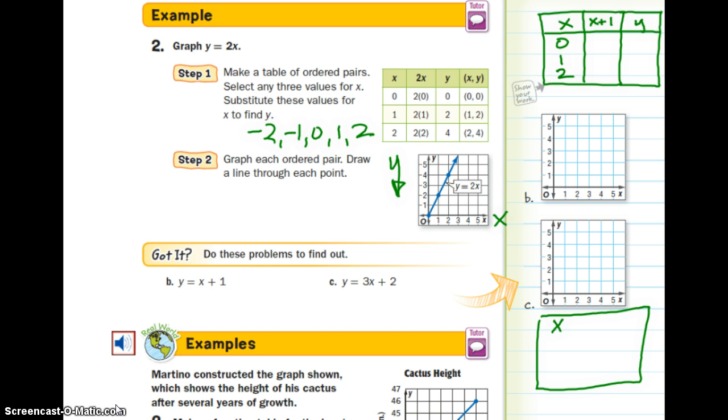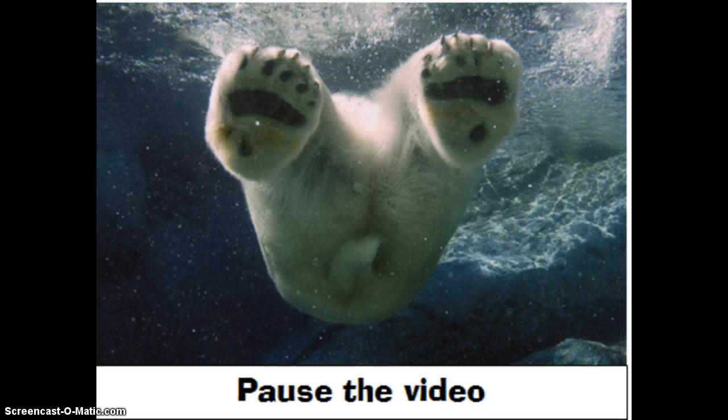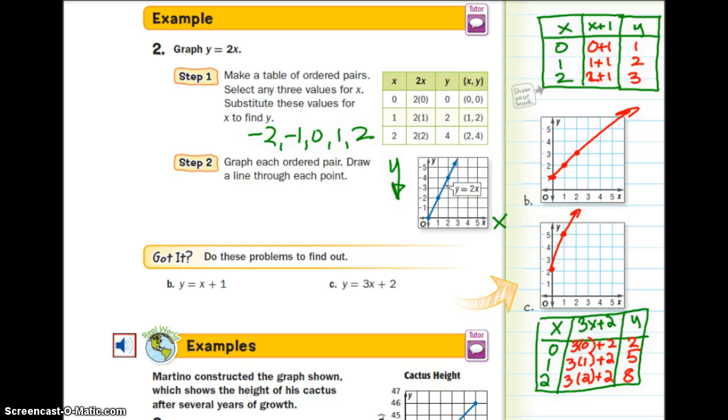X, 3x plus 2, and your y. And again, we're going to do this 0, 1, and 2. So make your tables, find your ordered pairs, and graph it on the graphs provided. Pause the video! Okay, so for x plus 1, we're going to solve for 0, 1, and 2.